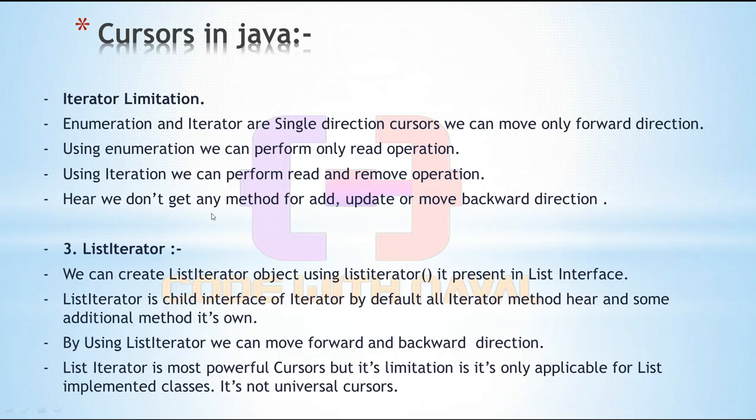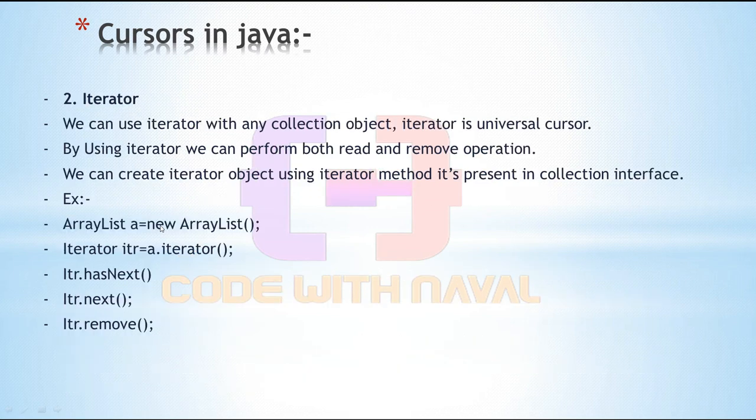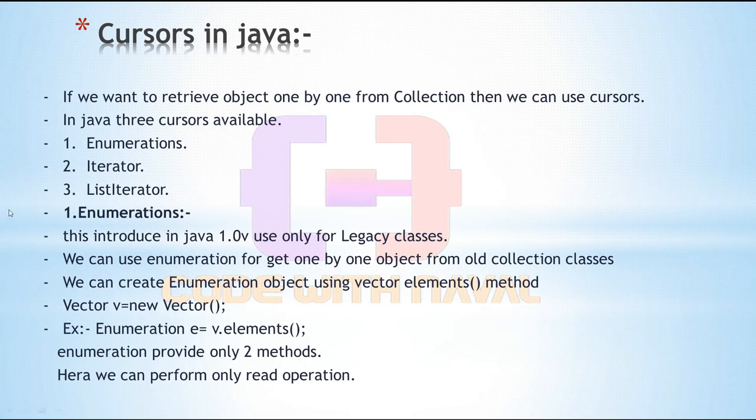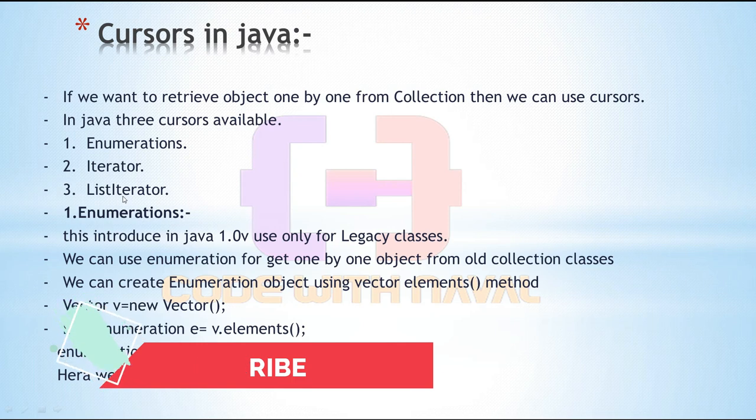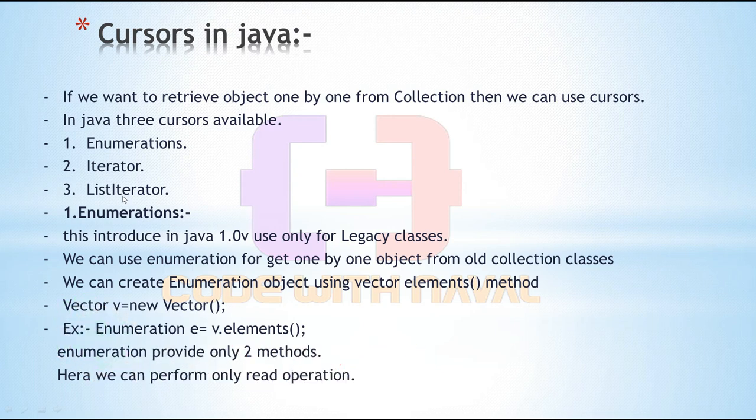Here we saw these three iterators. Enumeration is used only with legacy classes, and it has only two methods, nextElement and hasMoreElements. Then we have Iterator, used with any collection class, but it has a limitation: we can only move in the forward direction, and we can only retrieve and remove. Then we have ListIterator. With ListIterator we can perform all operations: move forward and backward, add, update, but it's only applicable to list implemented classes.